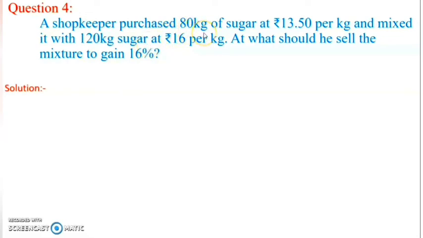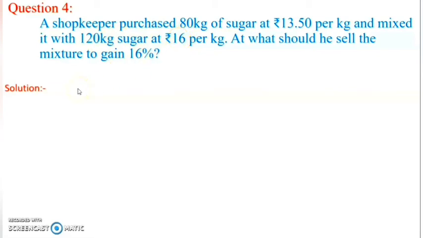Now, what should be the cost price here? The cost price will be the total cost price. It will be of the sugar of quality 1 plus the sugar of quality 2. That is the price of 80 kg sugar here plus the price of the 120 kg sugar here. Now, for 1 kg the price is 13.5, so for this quality sugar, the price will be 80 into 13.5. Similarly, for 1 kg here, the price is rupees 16, so for 120 kg of this quality sugar, the price will be 120 into 16.